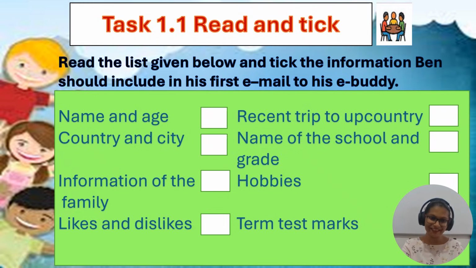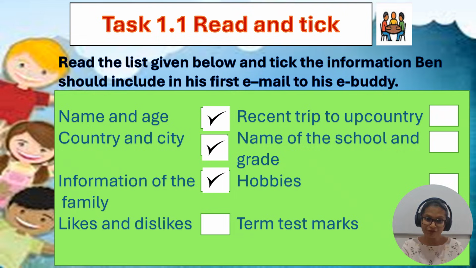All right, let's see. Name and age. Yes, it should be there to identify you. And country and city, that should be there because friends should know where you are from. And then information of the family. How many members are there in your family? Those information should be there in your first email to an e-buddy. And what you like, what you don't like, those things should be included.